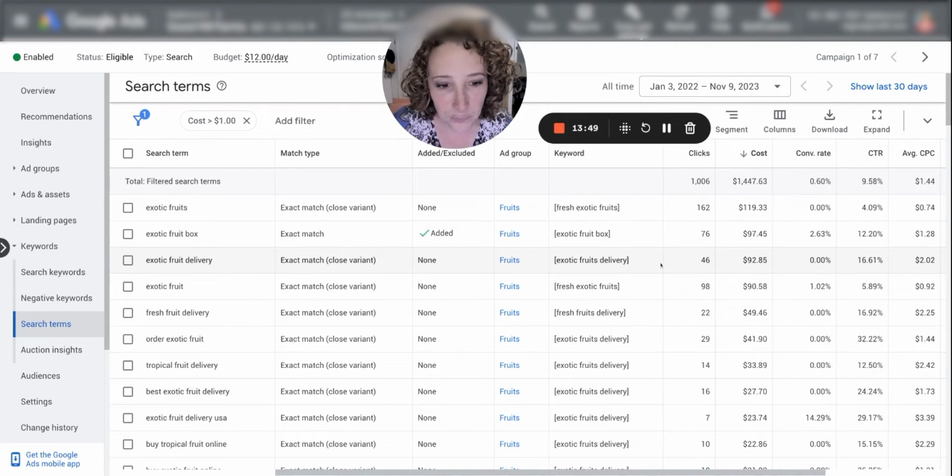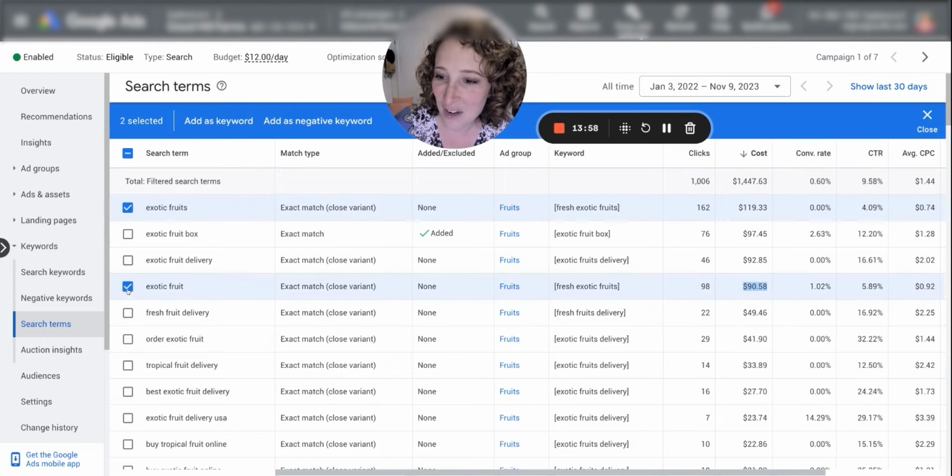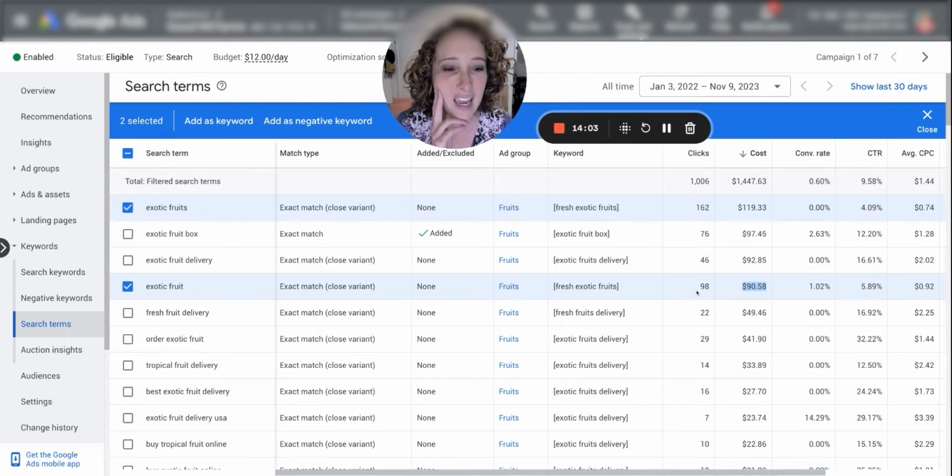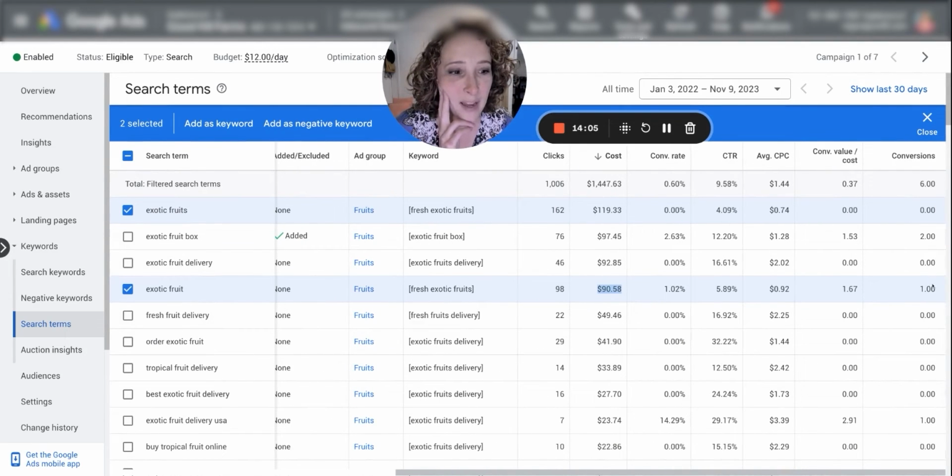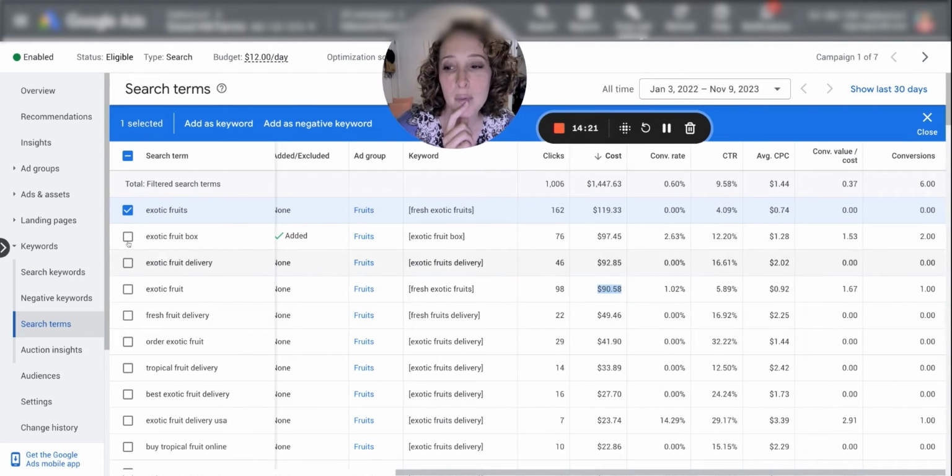Okay, so here again, exotic fruit. Oh my goodness, another $90 towards the same keyword as the top one. Do you see that? Only this one's plural and this one's not. So we have to add both of these together, an extra 98 clicks to the wasted spend. Oh, and here we have one conversion at 167%, which sounds great until you factor in the fact that this top keyword is the exact same keyword, and that brings that ROAS way down. So yeah, I'm very skeptical about this.